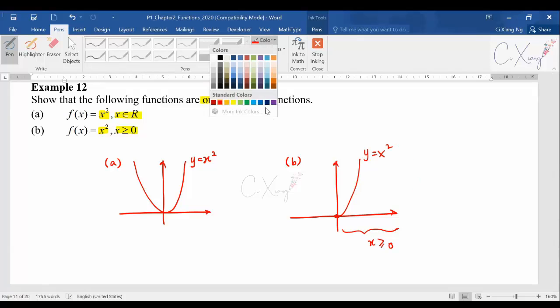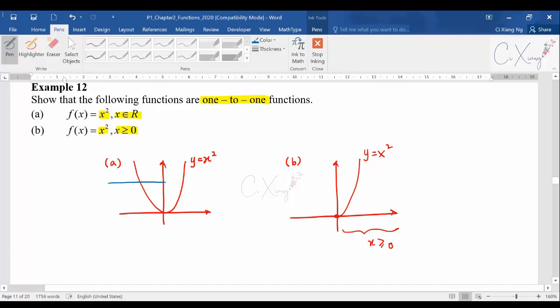Alright, so which one is the one-to-one function? Very obvious, if you draw a horizontal line, is this a one-to-one function? No, this is not a one-to-one function. Then how about for part number 2? When you draw a horizontal line, yes, there's only one intersection point. So this is a one-to-one function.